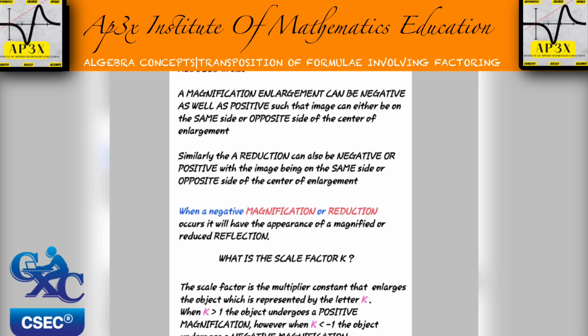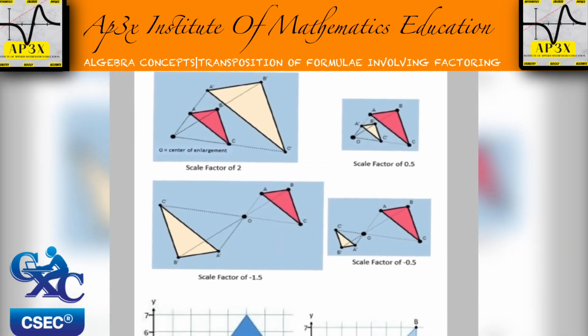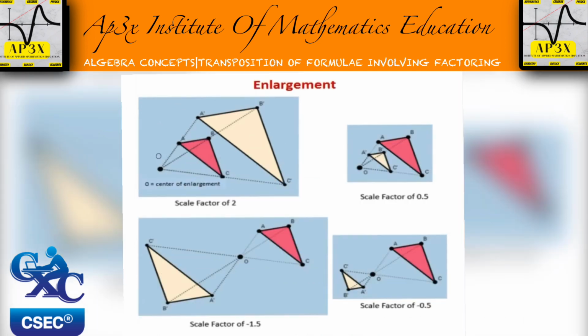All right, now we're going to go across to the next page, and we're going to be looking at some graphical representation of what is meant by enlargement. Here you can see that all my red triangles are my object. So in diagram 1, we're looking at this being the object. Diagram 2, this being the object. Here, this being the object, and over here also this red triangle being the object.